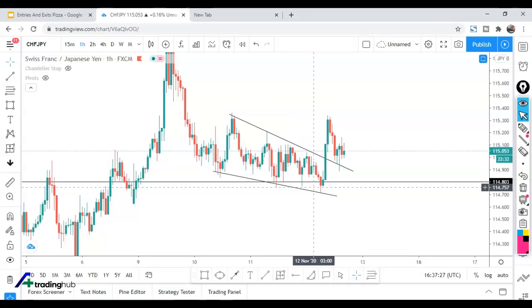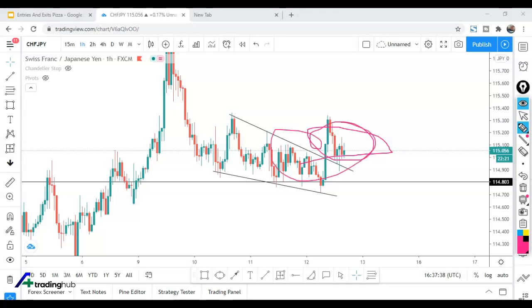Now it's moving correctively. What did we see? Boom, price broke out and retested. So are you going to buy this or not? For me, I'm going to buy. I'm going to buy right there.